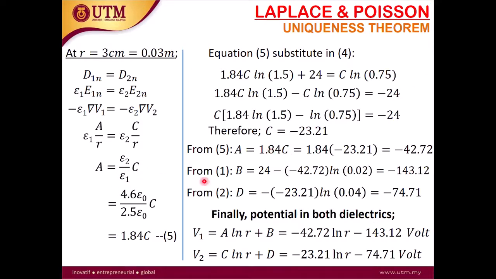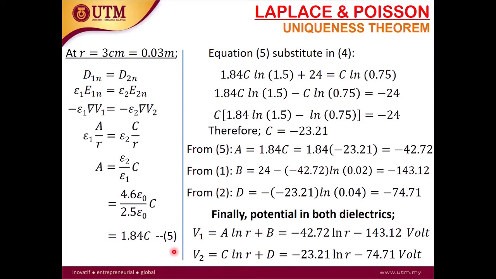From the problem we know that epsilon R2 equal to 4.6 while epsilon R1 equal to 2.4. So we substitute into these expressions: epsilon 2 equal to epsilon R2 epsilon naught, while epsilon 1 equal to epsilon R1 epsilon naught. Then we can cancel out epsilon naught, so our expression becomes A equal to 1.84 C. This is our fifth equation.